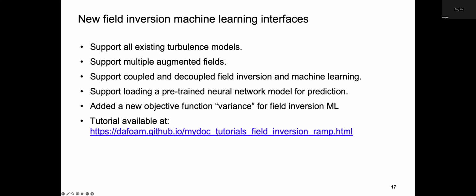In addition to this unsteady field inversion machine learning capability, we also created a new field inversion interface that has these features. First, we support all existing turbulence models, and it supports adding multiple argument fields. Like you can add a beta field for one equation, you can add beta fields for multiple equations. Say, for example, you have the k-omega equation. And we support coupled and decoupled field inversion and machine learning. And we support loading pre-trained neural network models for prediction. You can train your neural network model offline, load the model in, and do the prediction. And then we also add a new objective function called variance.